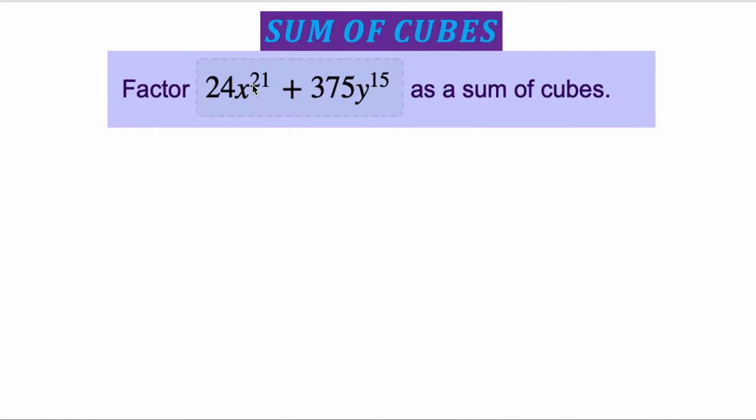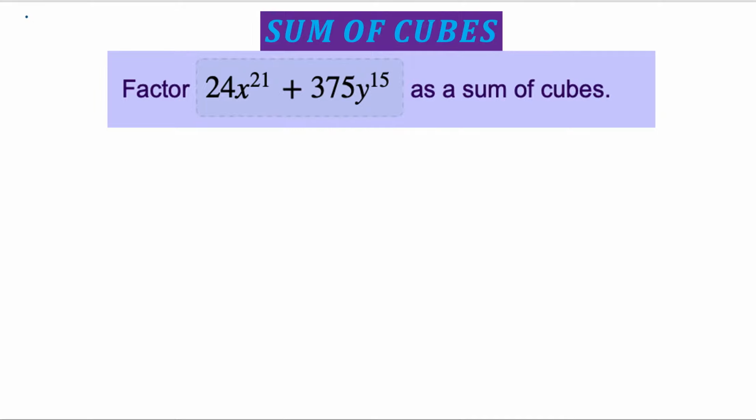Factor 24x^21 + 375y^15, which is a sum of cubes. So first of all, we know that the term 24x^21 is a cubic, and the other one, 375y^15, is b cubic.